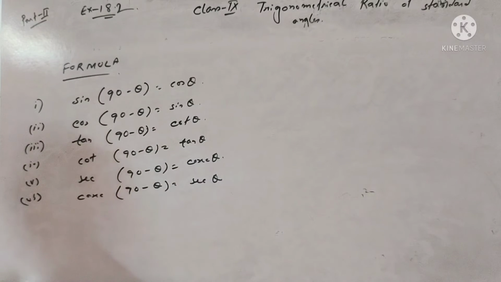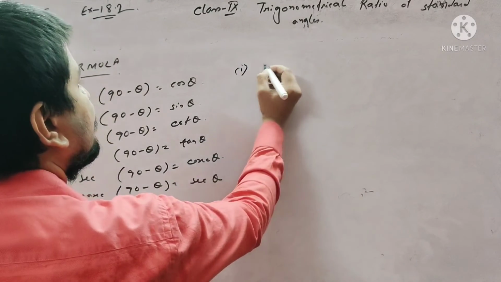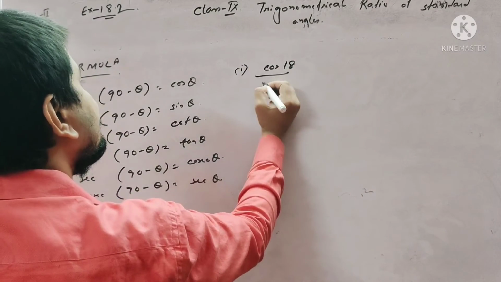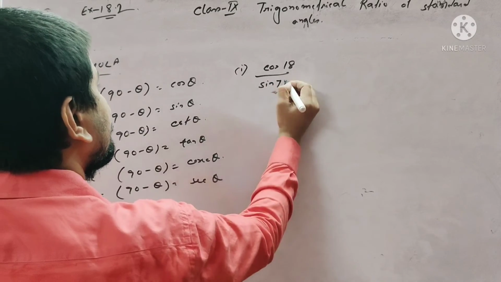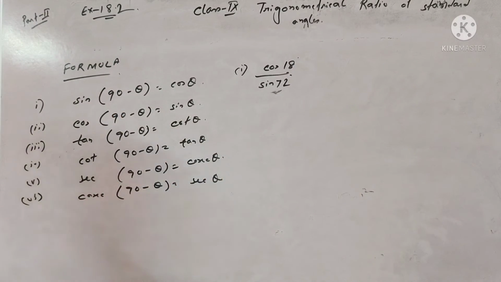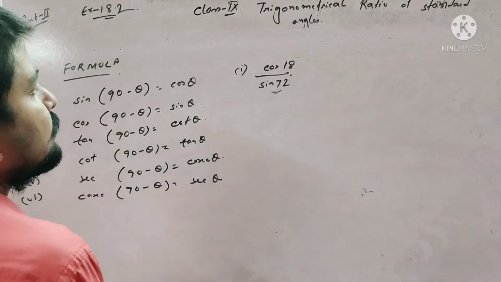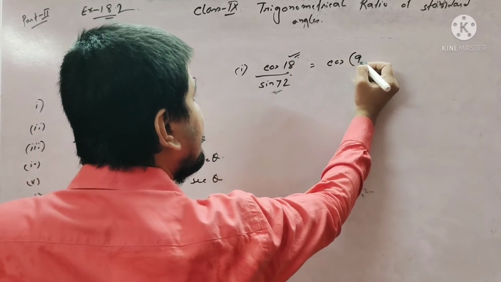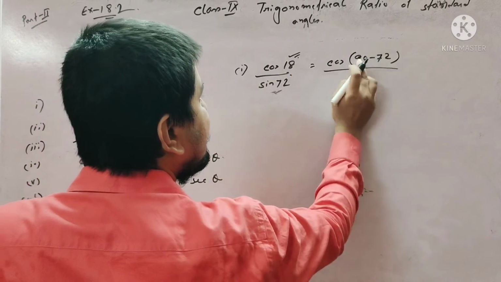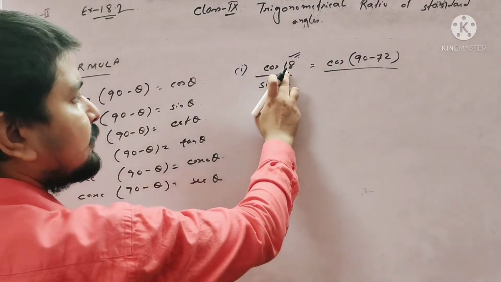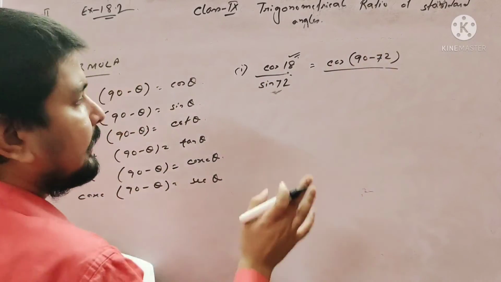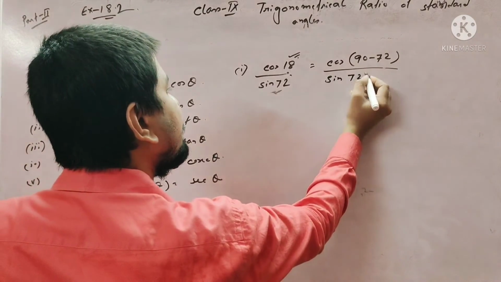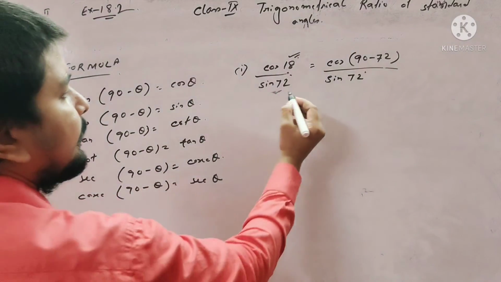Now I start from question number 1. You see in question number 1, it is given cos 18 degree by sin 72 degree. Evaluate. So the first step: in place of 18 we write 90 minus 72, because we know that 90 minus 72 is 18. And the denominator stays the same.